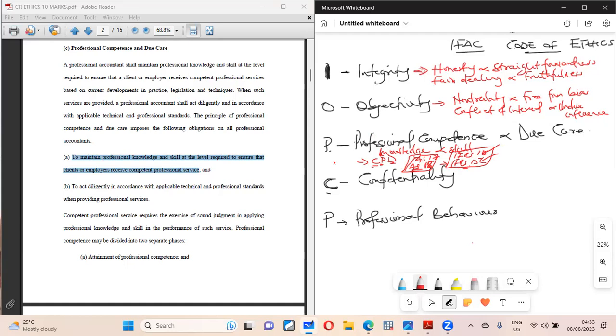Now let's look at the part that says due care. The word that explains due care is diligent.